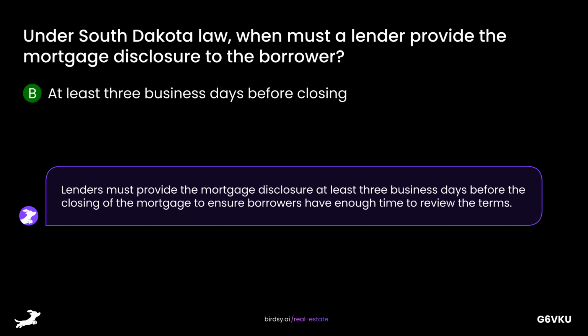Lenders must provide the mortgage disclosure at least 3 business days before the closing of the mortgage to ensure borrowers have enough time to review the terms.